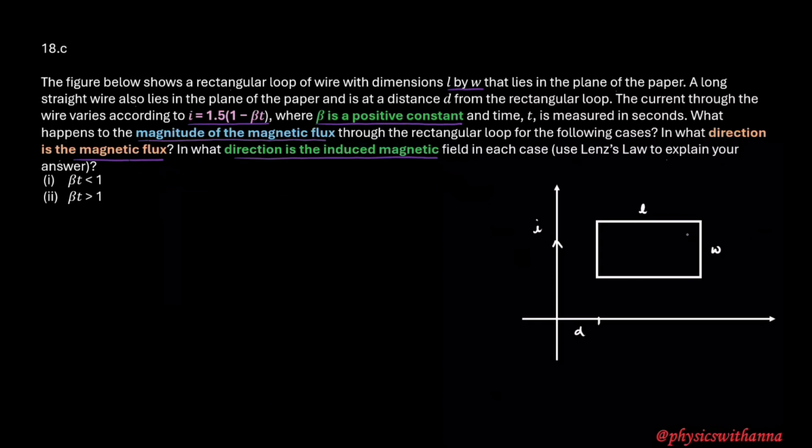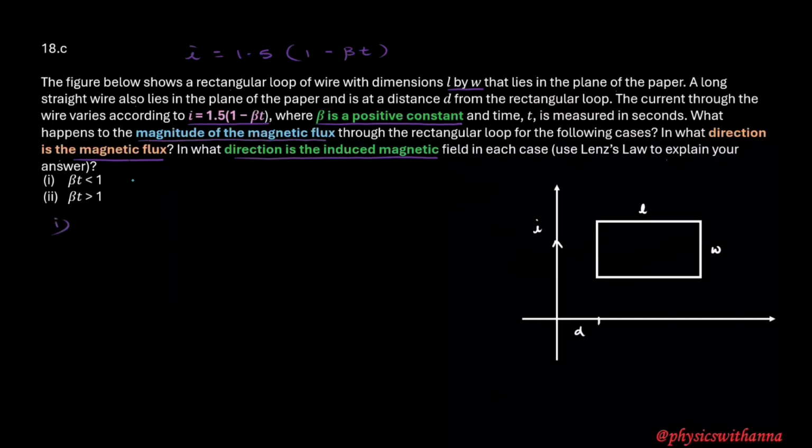So here in this question, you have a rectangular loop which lies in the plane of the paper, and you have a straight current carrying wire that carries a current of I equals 1.5(1 minus beta t). I need to find what happens to the magnitude of magnetic flux through the loop, what is its direction, and what will be the direction of the induced magnetic field in these two cases. So let us start with case 1.